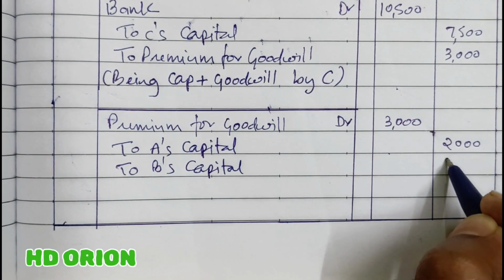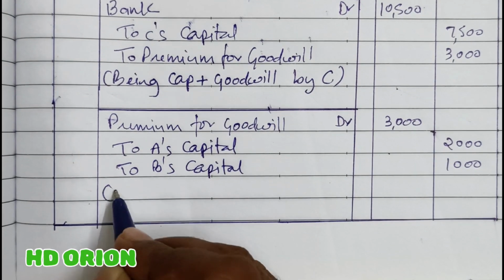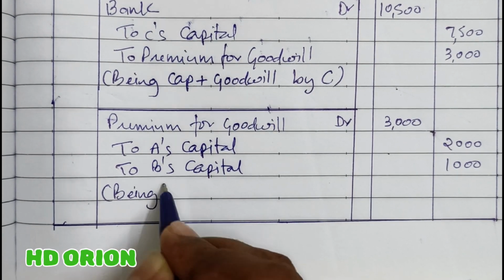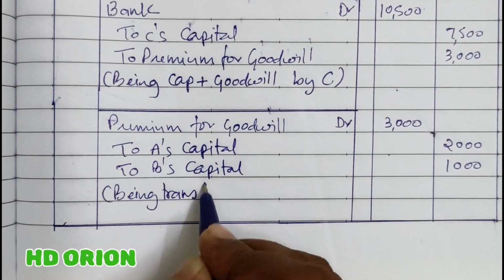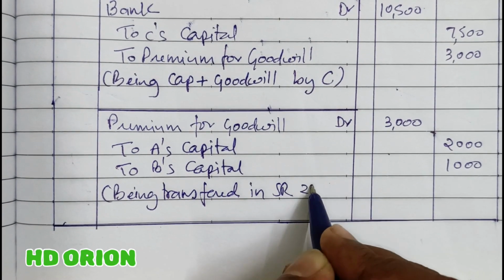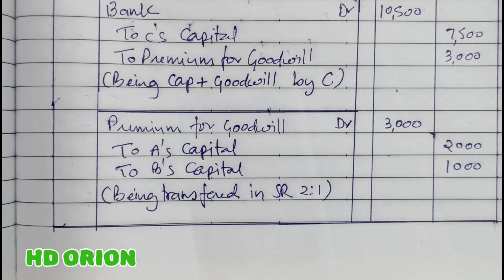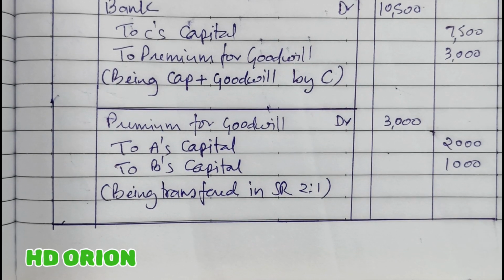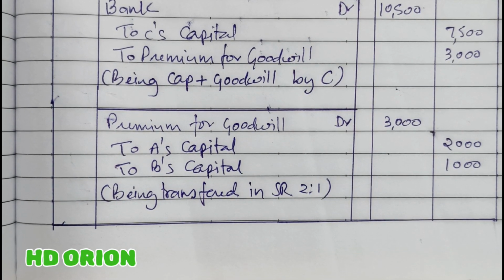That is 2:1, so 2,000 and 1,000 being transferred in sacrificing ratio, which is 2:1. So these are the journal entries. Now let us prepare the revaluation account.